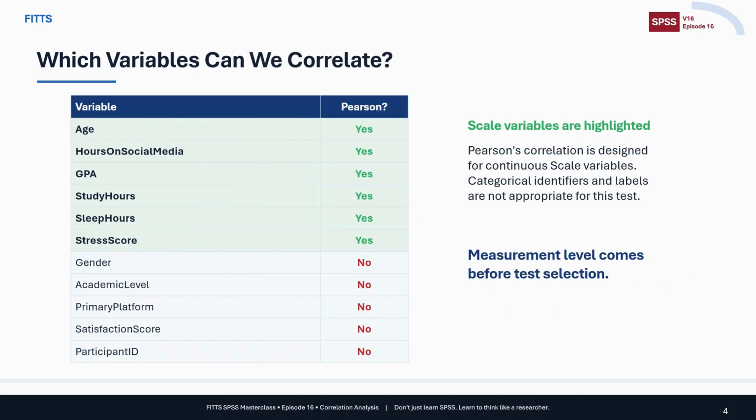Pearson's correlation is designed for continuous scale variables. The six scale variables in our dataset are suitable for today's lesson. Categorical variables such as gender and primary platform are inappropriate for Pearson's correlation. This reinforces the importance of understanding measurement levels before choosing a statistical test. That is why this course is not about learning to click buttons, but understanding what's behind the clicks.